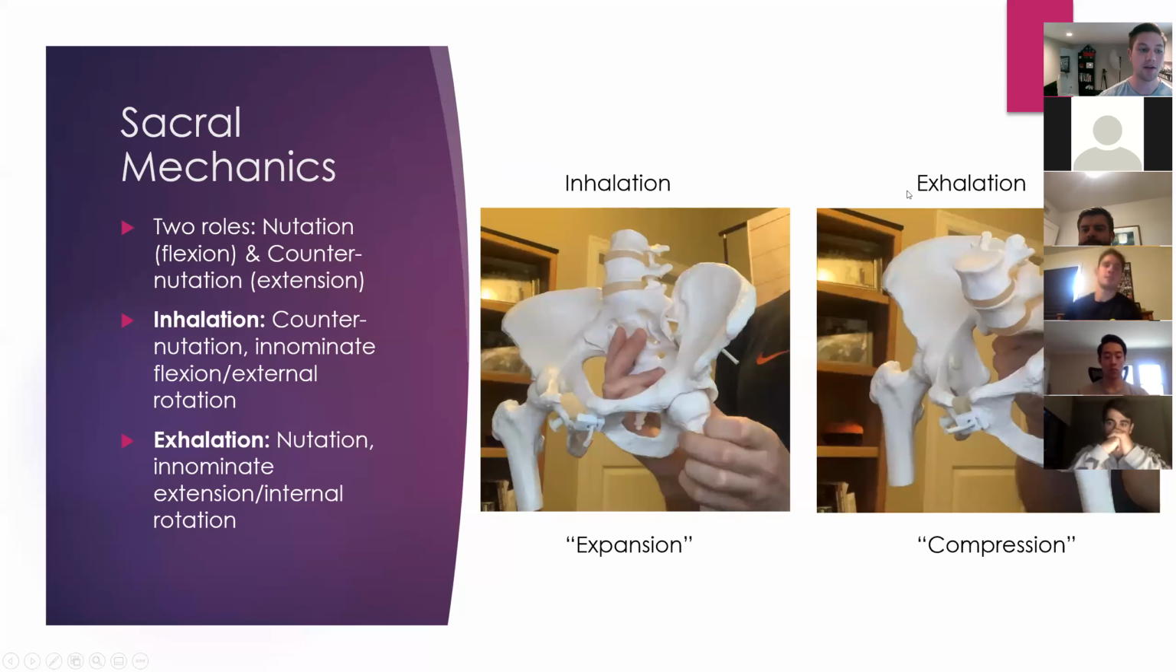In terms of the sacrum, it has two main roles. It can nutate and it can counter-nutate. So nutation is technically flexion of the sacrum. Counter-nutation is extension of the sacrum. Inhalation is going to be associated with that counter-nutation. The innominate are going to go into relative amounts of flexion, external rotation. Upon exhalation, it's the very opposite. We're going to see nutation and then extension, internal rotation. We all on the same page so far?